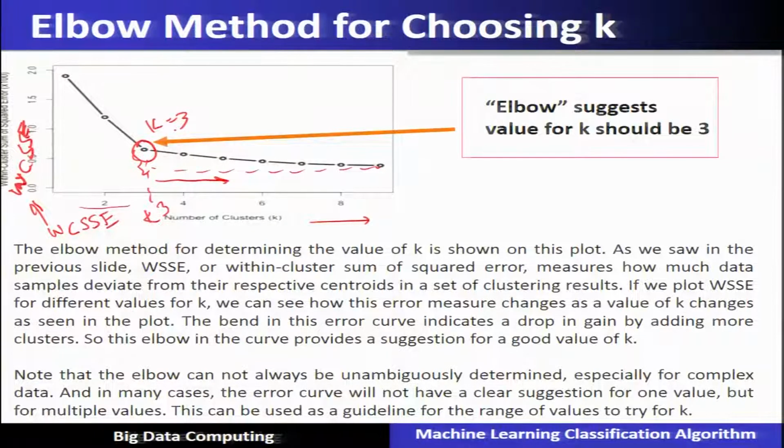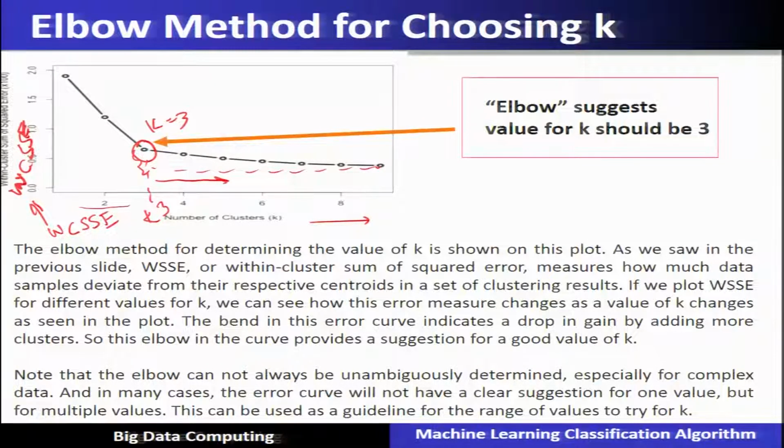At 3, we see that the WCSSE will not drop much beyond that if we increase the value of k. So, even if the number of clusters are more beyond 3, it is not going to affect much on reducing this WCSSE. Hence, the value of k is chosen based on this elbow method.